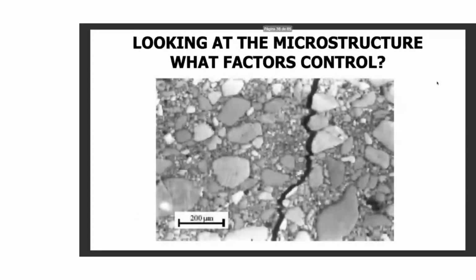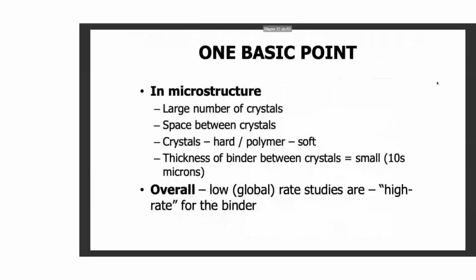So looking at the microstructure, what factors can we control? What factors are controlling the situation? So one basic point is that in the microstructure, we have a large number of crystals. We've got the space between the crystals. The energetic crystals tend to be hard, mechanically tough, and the polymer is soft. So the thickness of the binder between the crystals is small.